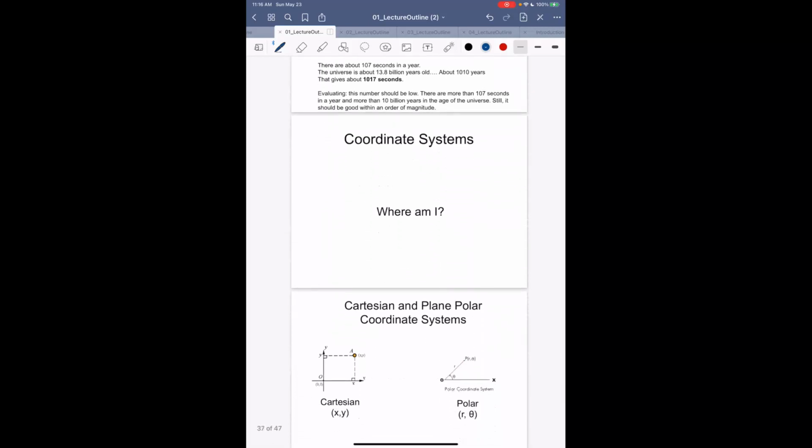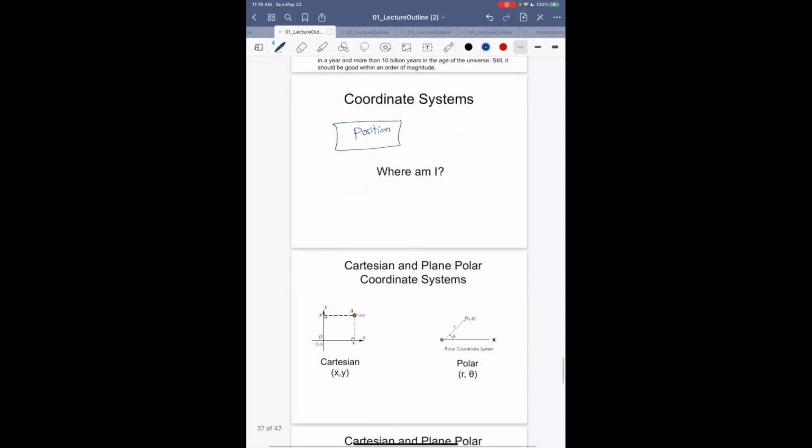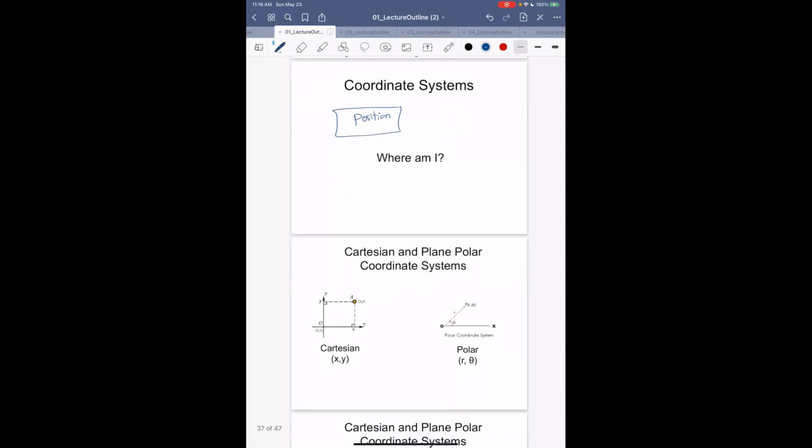Now, coordinate systems are really used to determine the exact position, your position. And this is the GPS thing, right? Now, there are two types of coordinates that we might use. The first one is called Cartesian, the one that we are always using, the x, y, and z. And we have the polar.